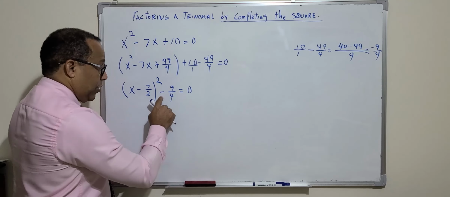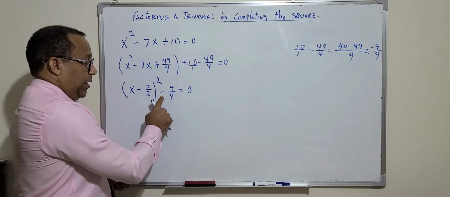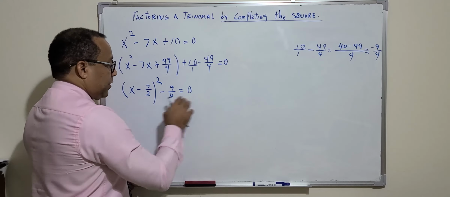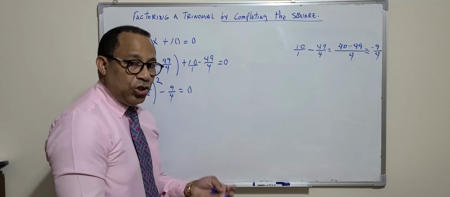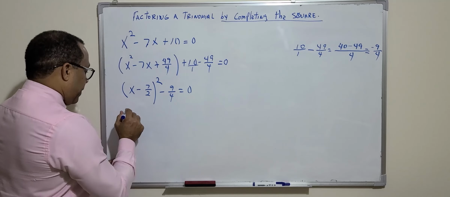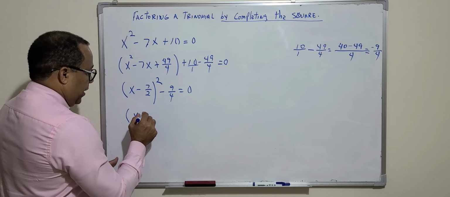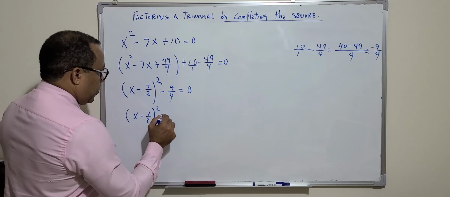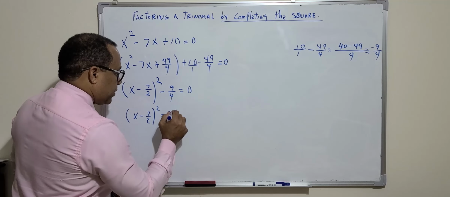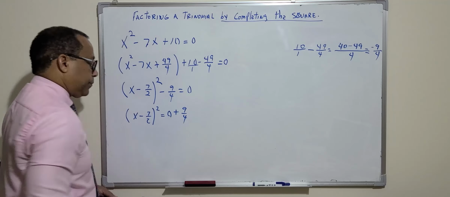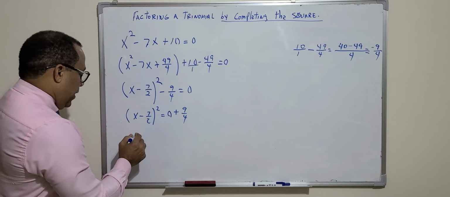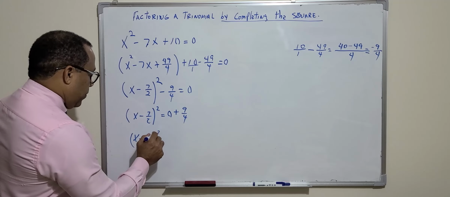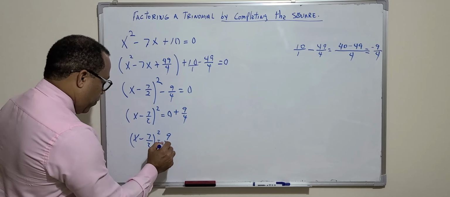So the operation here is subtraction, right? So I move it to the other side, and the opposite of the subtraction is the addition. And this is why I bring down x minus 7 over 2 to the second equals 0 plus 9 over 4. This would be x minus 7 over 2 to the second power equals 9 over 4.